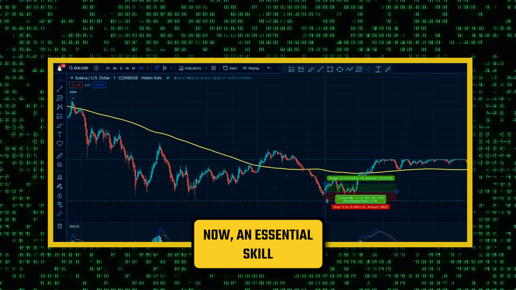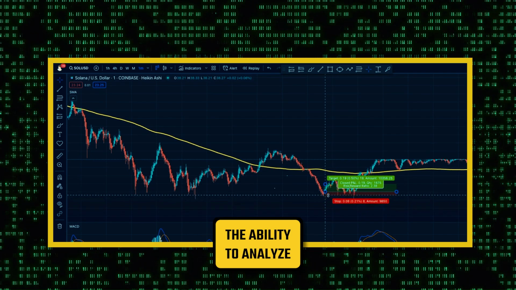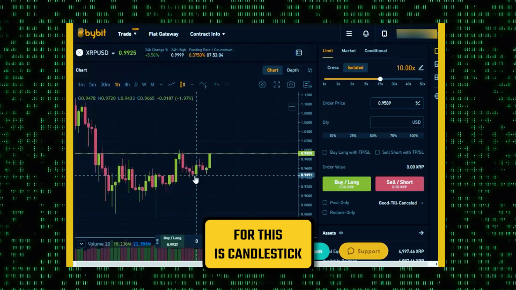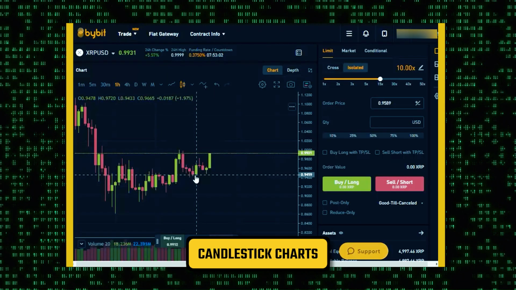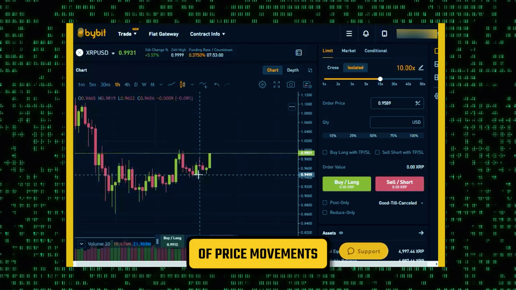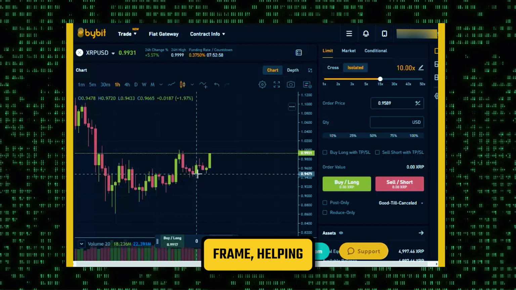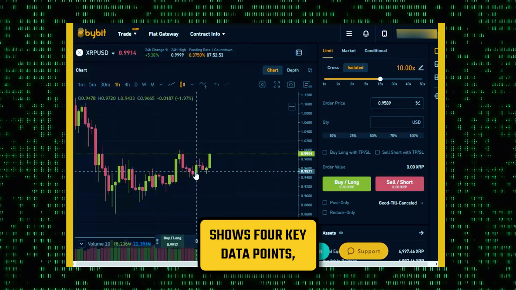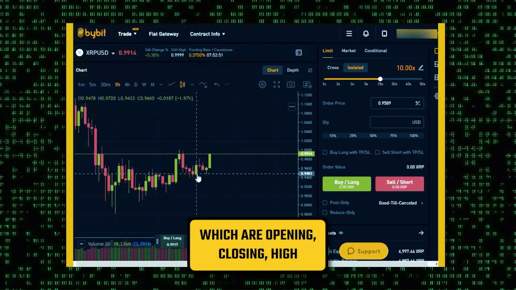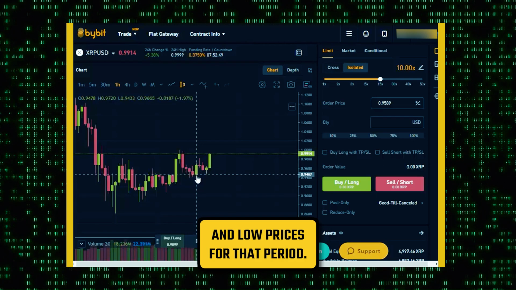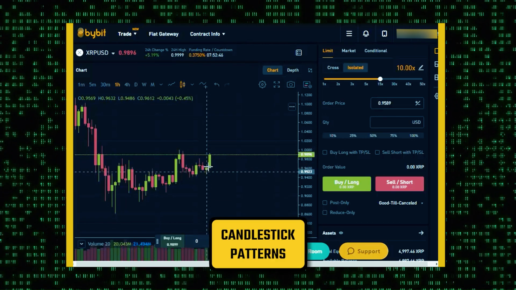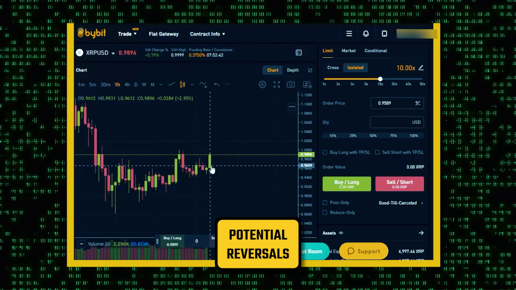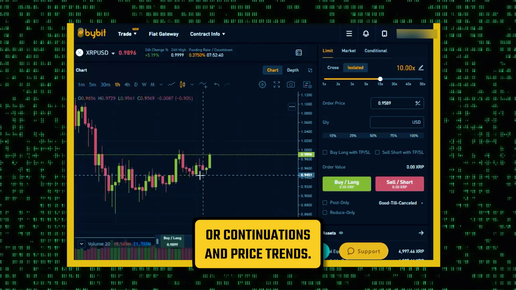Now, an essential skill for any futures trader is the ability to analyze price charts effectively. One of the most popular tools used for this is candlestick charting. Candlestick charts provide a visual representation of price movements over a specified time frame, helping you understand the market's sentiment. Each candlestick shows 4 key data points, which are opening, closing, high, and low prices for that period. By analyzing candlestick patterns, such as hammers or dojis, you can spot potential reversals or continuations in price trends.